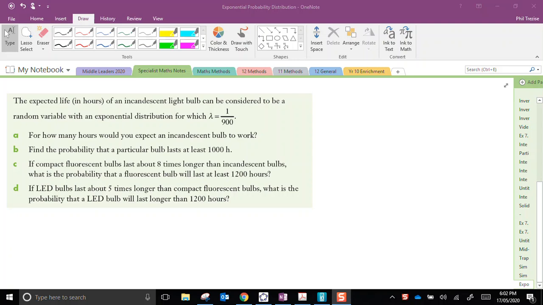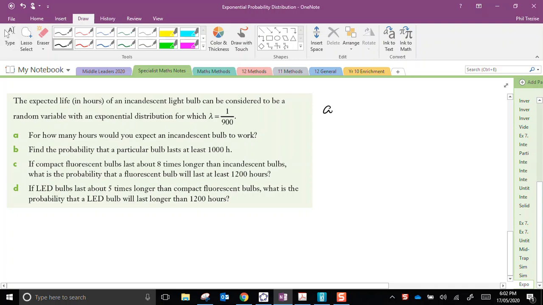Hi everyone, this is going to be a demonstration of how we use our new exponential probability functions to answer questions like this. So we have an expected life in hours of an incandescent light bulb, can be considered to be a random variable with an exponential distribution for which lambda equals 1 over 900. Part A, for how many hours would you expect the incandescent bulb to work?